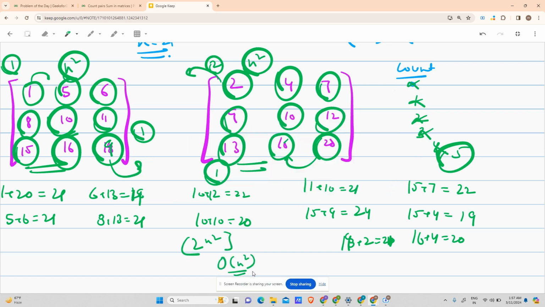Space complexity. Have we used any extra space? No, we have not used any extra space. So our space complexity is O of 1.